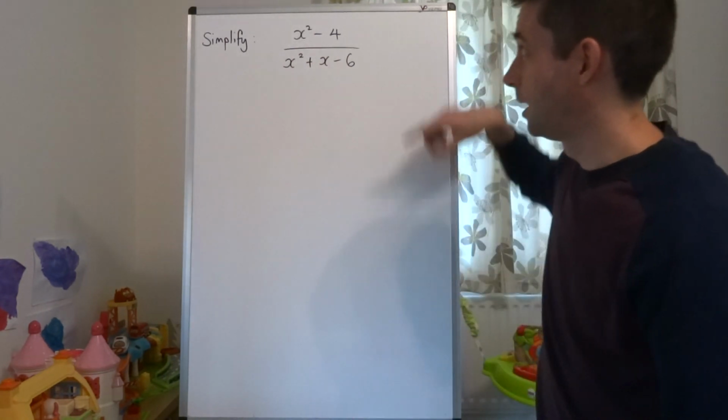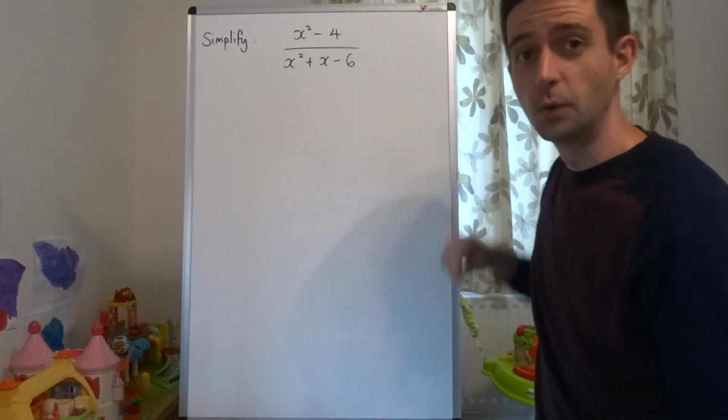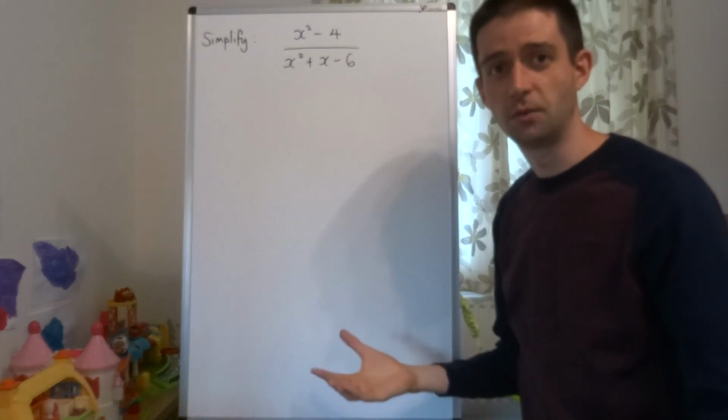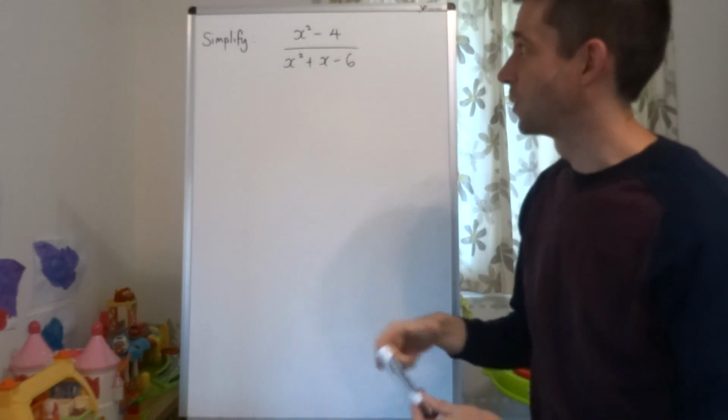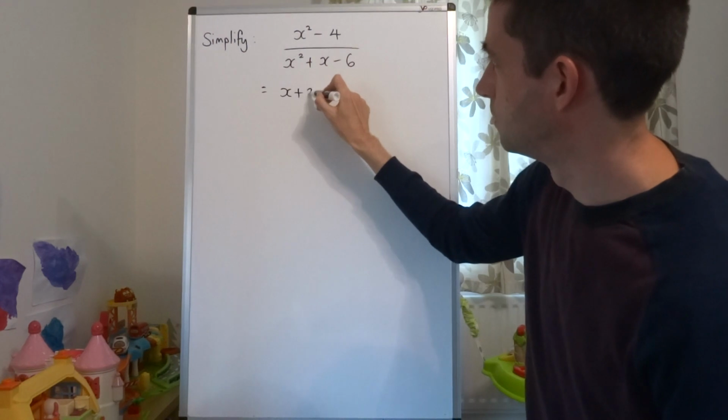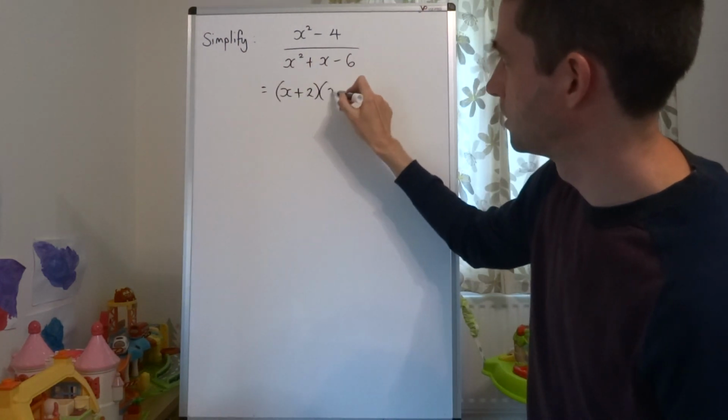And this numerator here, x squared minus 4, this is absolute classic in A-level. You need to get really good at spotting these. It's difference of two squares. So x squared minus 4 factorises to x plus 2, x minus 2.